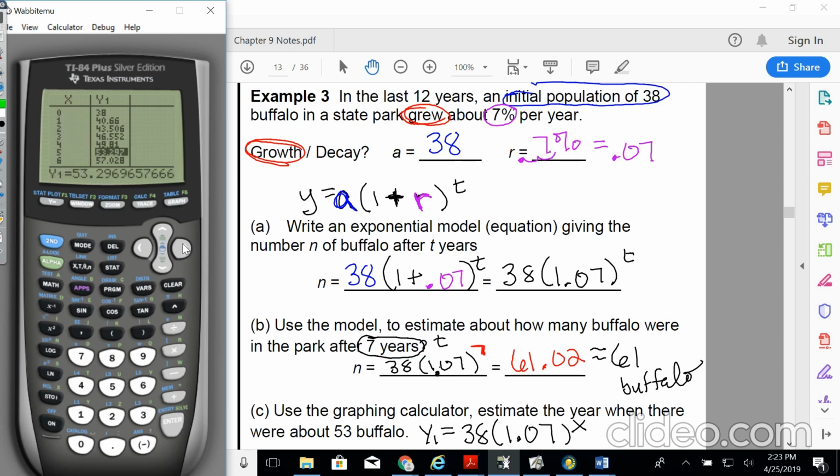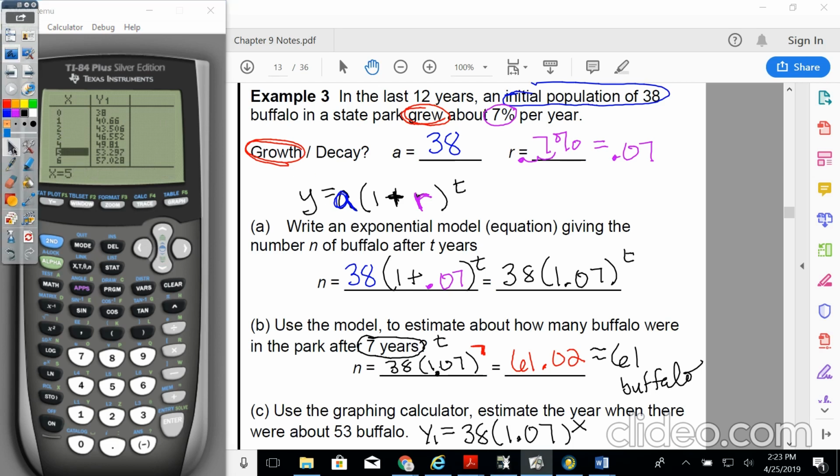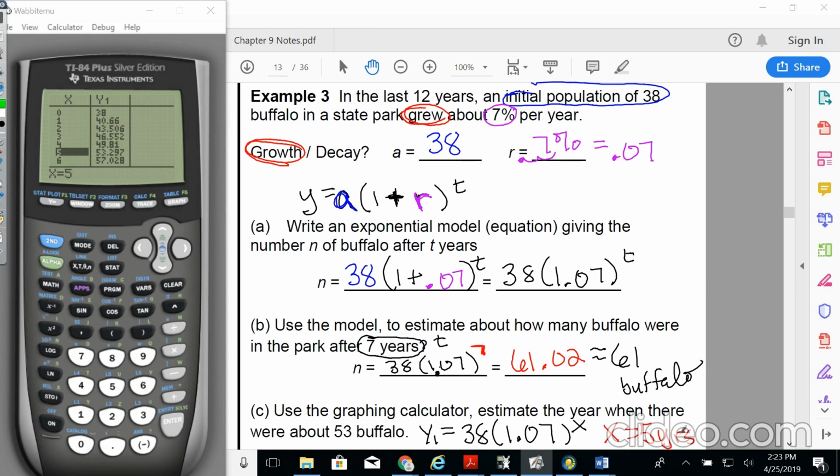is that decimal, and I would estimate this to be 5. So t or x is 5 years. So at 5 years, that's when there's about 53 buffalo. Maybe not exactly, but about.